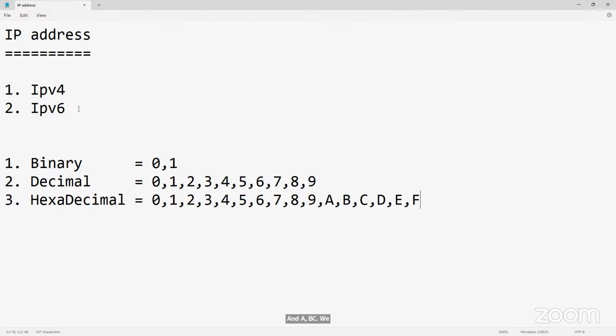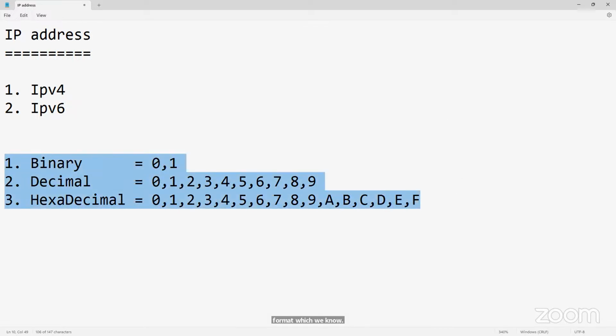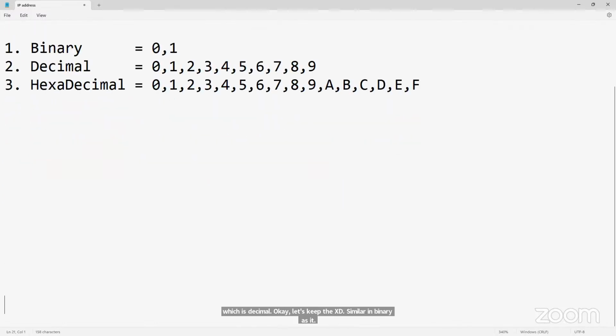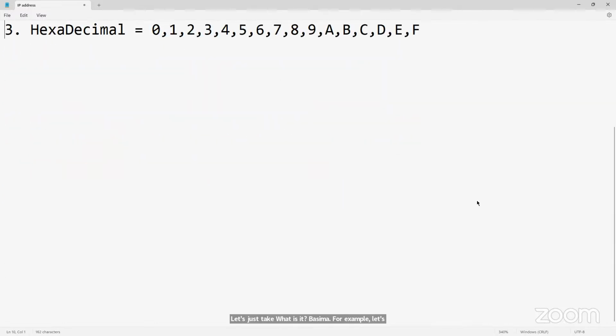Okay. So whatever we wrote here, these are the digits. With these digits, we can make more numbers and more things. So how do we make them? For example, let's take the format which we know, which is decimal. Let's keep hexadecimal and binary aside. Let me take one number, 1569.